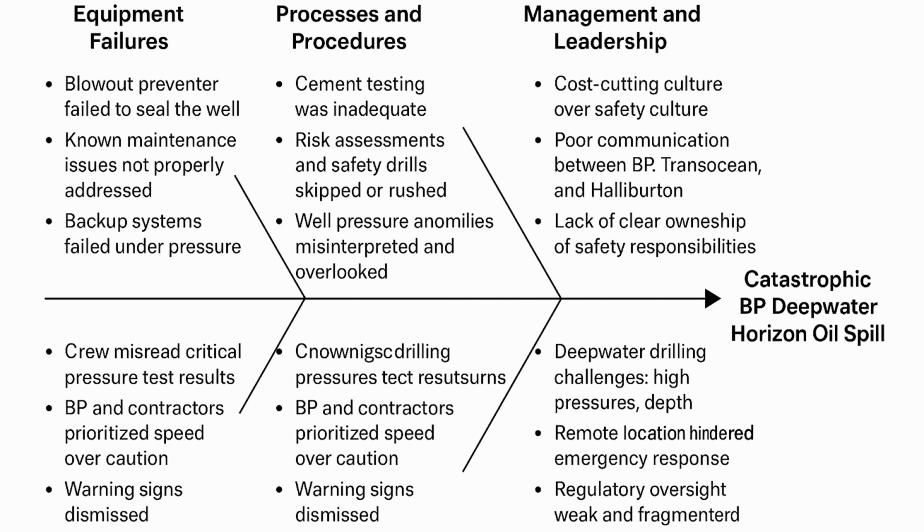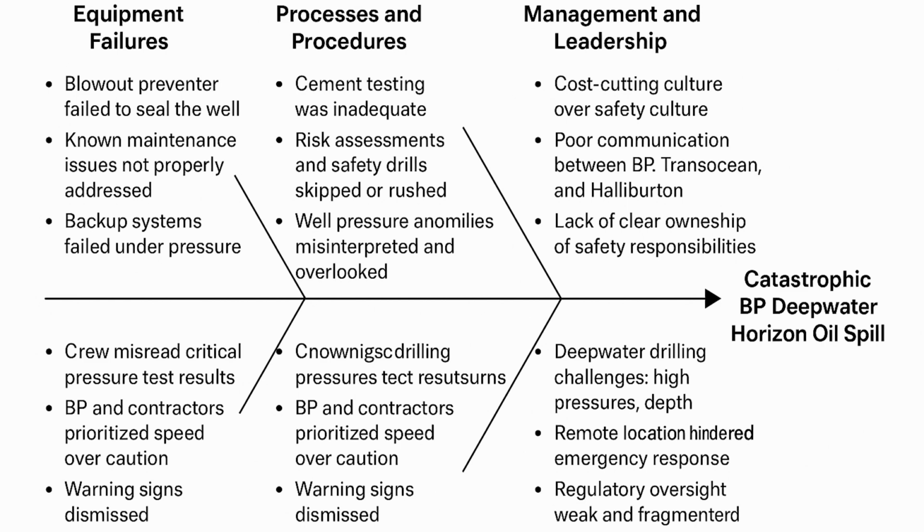Now we will analyse some of these root causes using a fishbone diagram. There are 5 main categories contributing to this operational failure: equipment failures, processes and procedures, human error, management and leadership, and environmental and external factors. First, equipment failures played a major role.